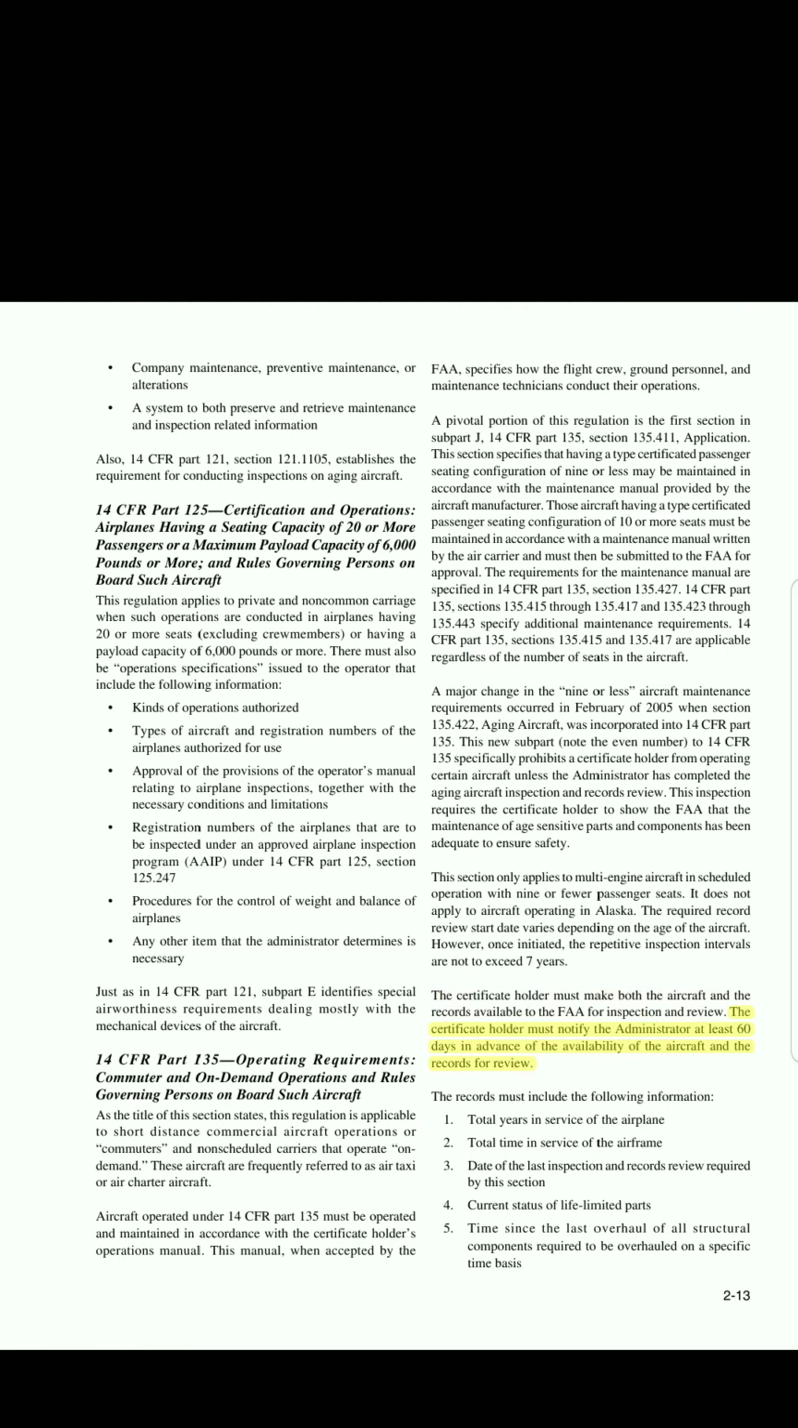The certificate holder must notify the administrator at least 60 days in advance of the availability of the aircraft and the records for review. The records must include the following information. 1. Total years in service of the airplane. 2. Total time in service of the airframe. 3. Date of the last inspection and records review required by this section. 4. Current status of life-limited parts. 5. Time since the last overhaul of all structural components required to be overhauled on a specific time basis.